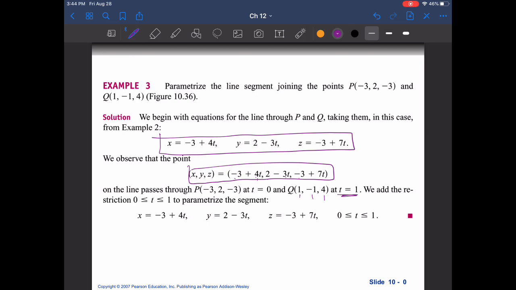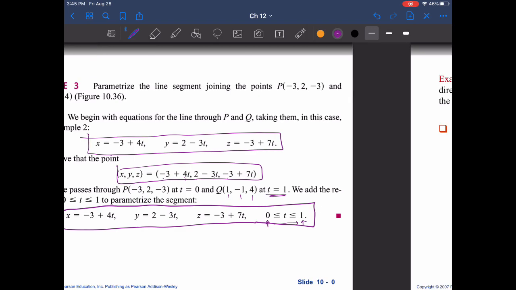We need to go from P, where t equals 0, then all the values up until we reach t equals 1, and then we're done. And so ultimately, it's the same parameterization part right here. We're just adding on this extra bit about limiting t to stay within our boundaries that were given to us.